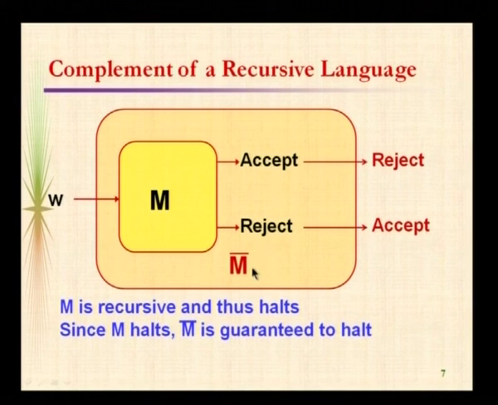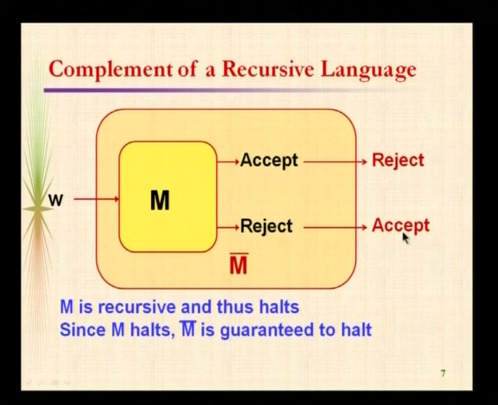The definition of complement says that a string in L is not in L's complement, and a string that is not in L is in L's complement. Which means if a string is accepted by M, then M dash is expected to reject it. And if a string is rejected by M, then we want M dash to accept the same string. So you just invert the outputs of the Turing machine: an accept output is treated as a reject output.